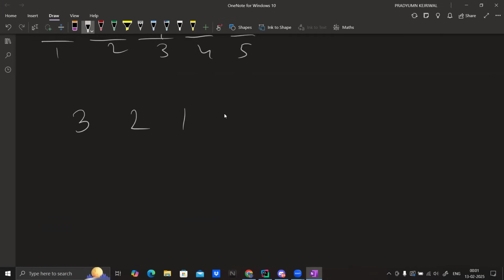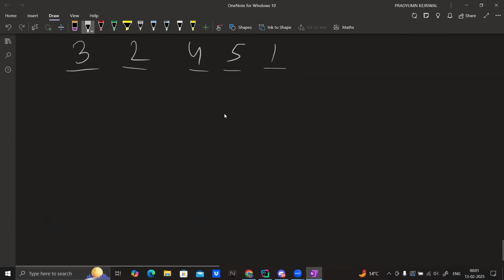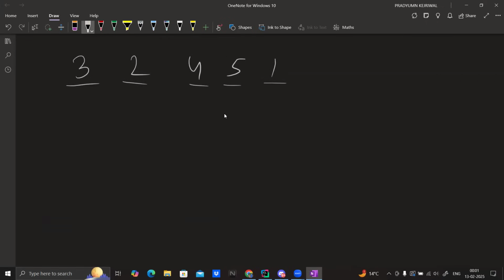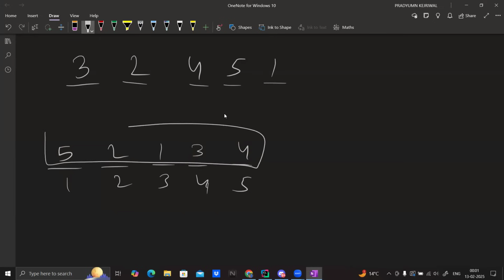3, 2, 4, 5, 1. Suppose this is the input. I'll make an array of where they sat, for 1, 2, 3, 4, 5. So 1 sat on the fifth one, 2 sat on the second one, 3 sat on the first one, 4 sat on the third one, and 5 sat on the fourth one. This is the array that I have made.